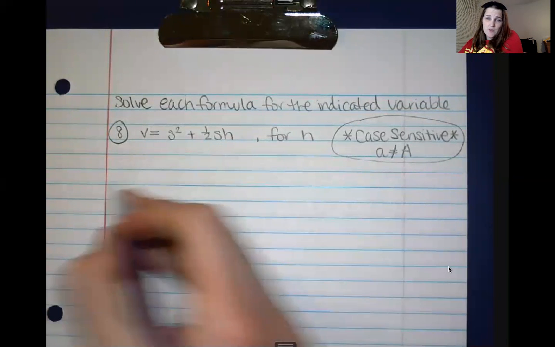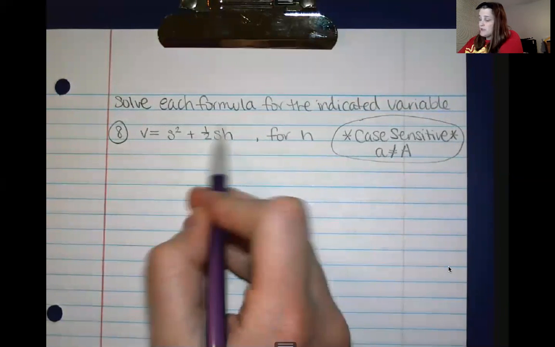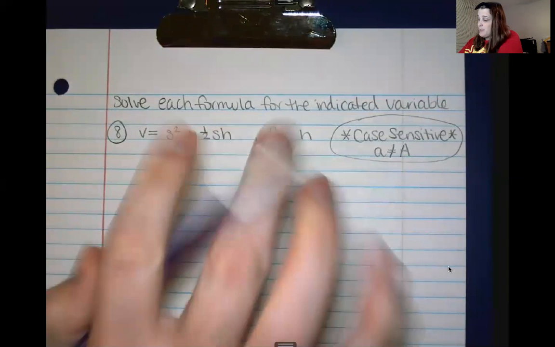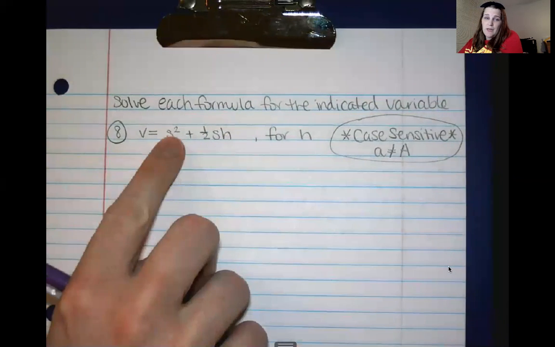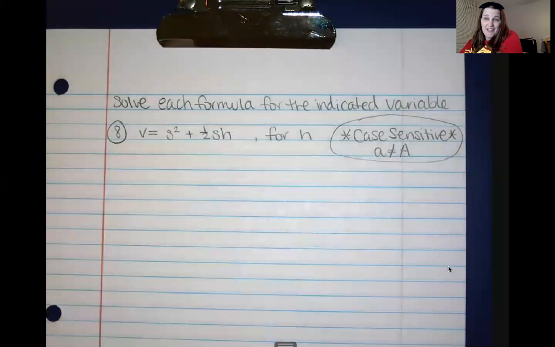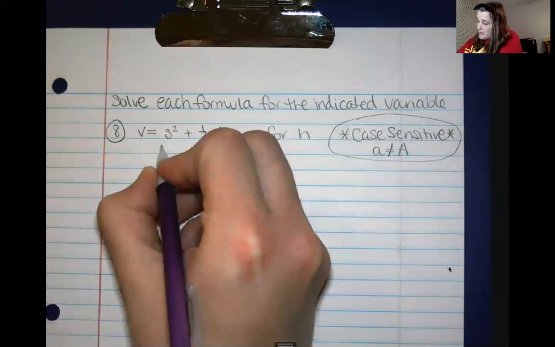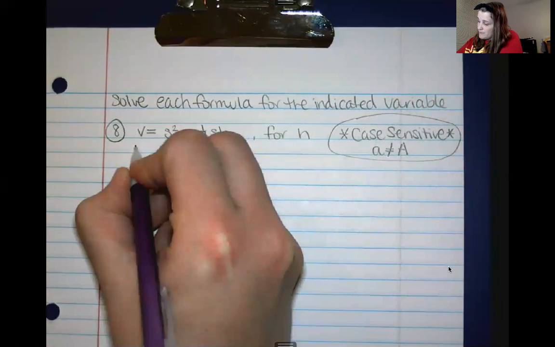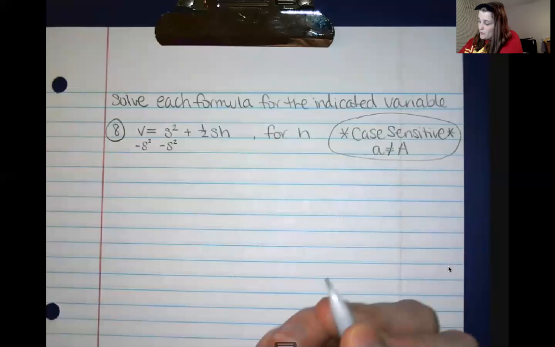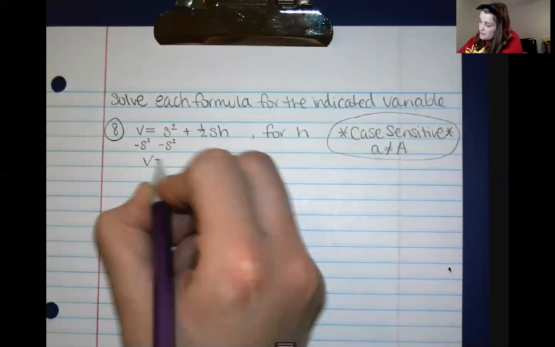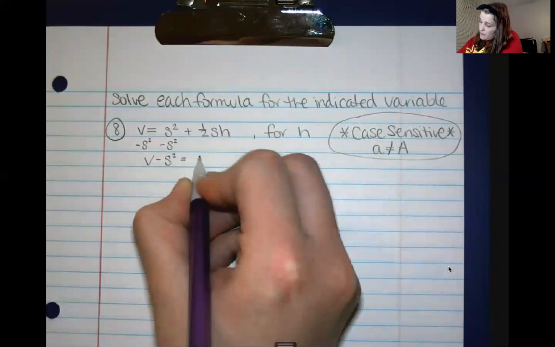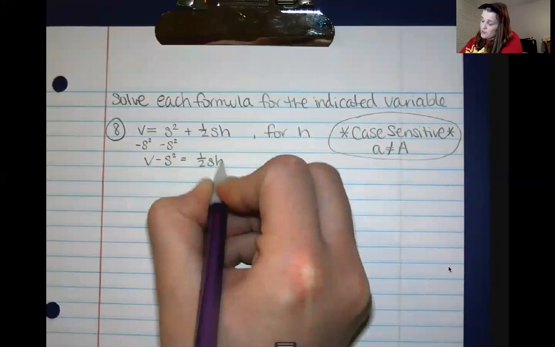So within this equation, we have H here. So that means we want to isolate this part of the equation, and we want to get rid of anything else that's on that side of the equation and move it to the other side. So I'm going to go ahead and subtract S squared to the other side. So I get V minus S squared equals 1/2 SH.